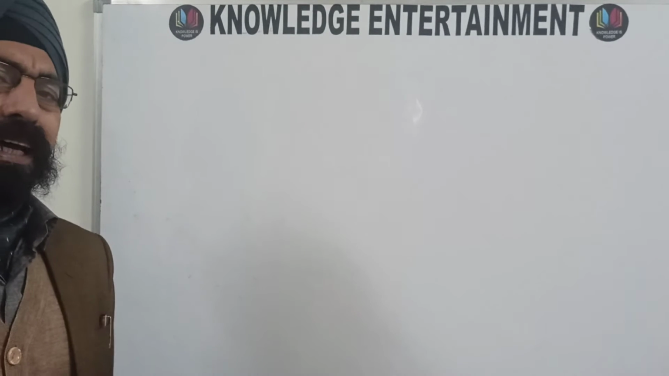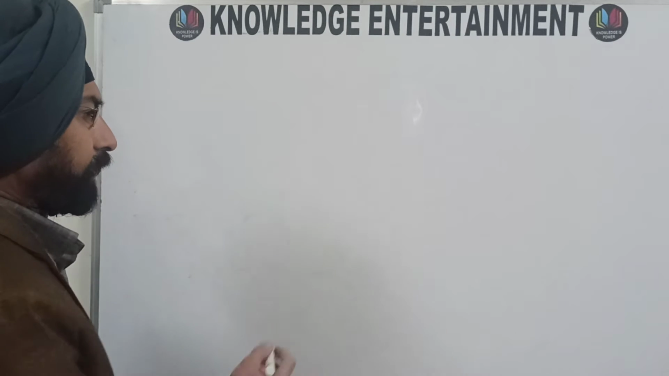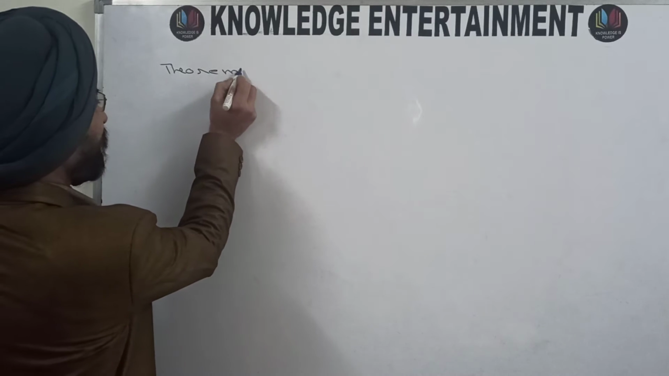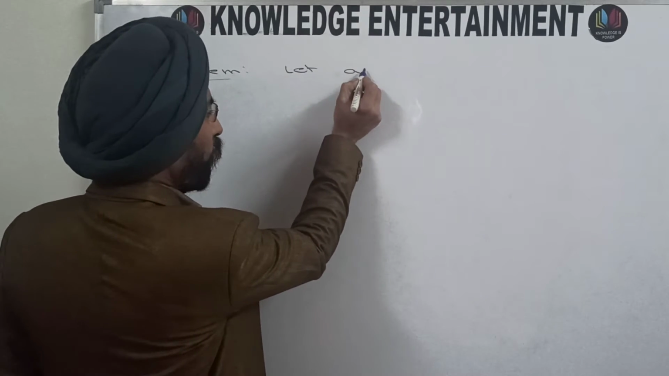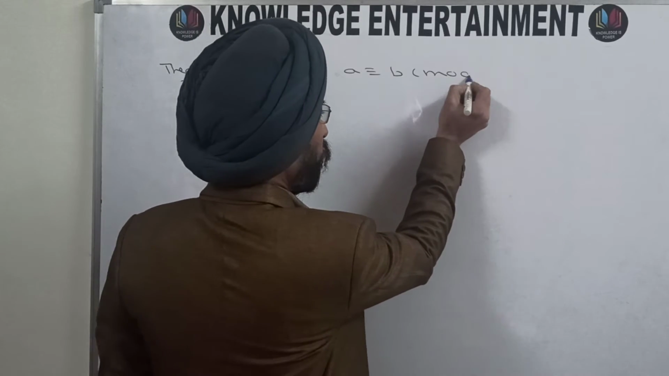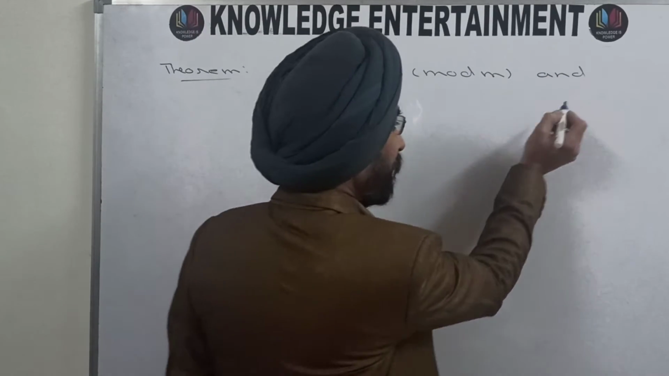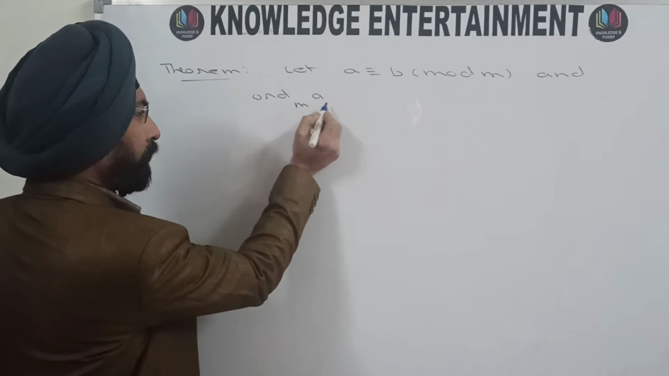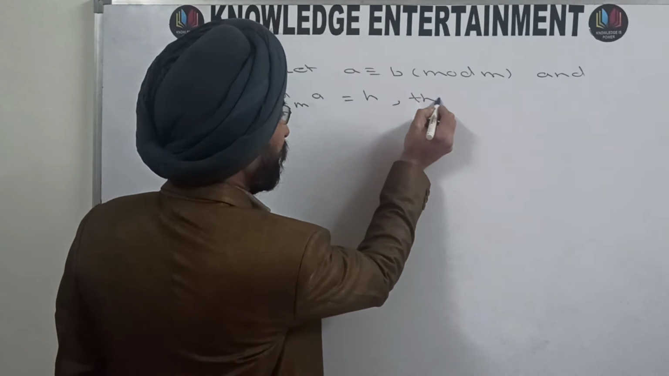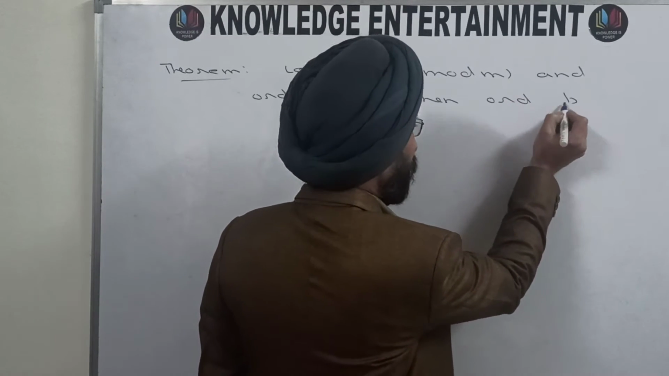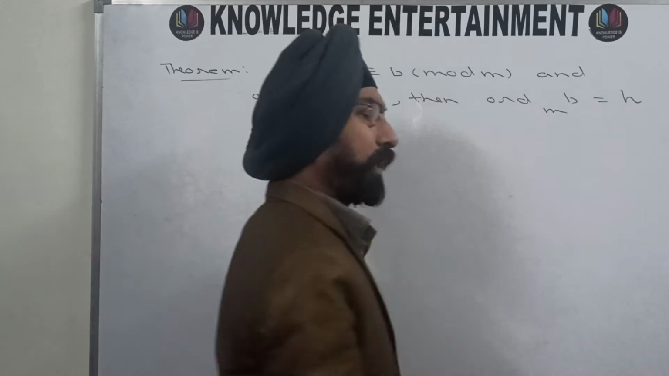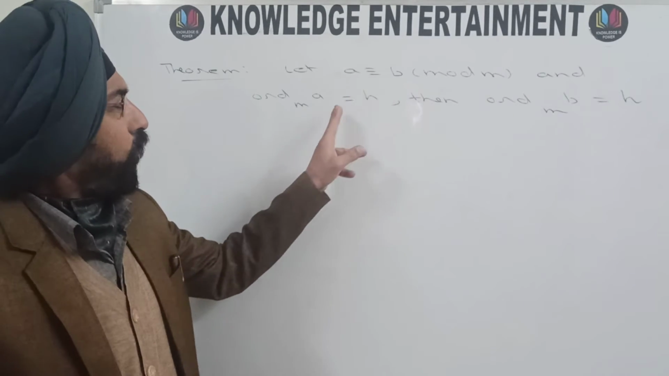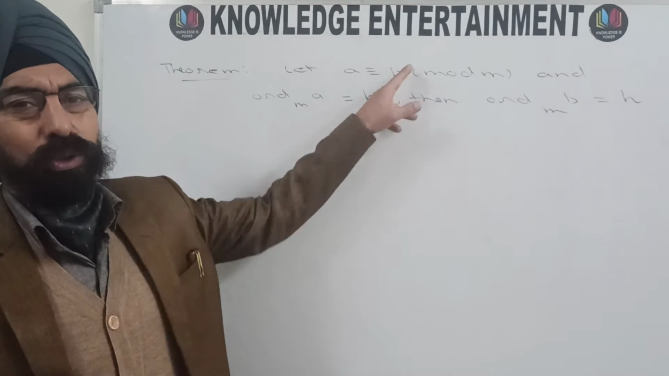You can say order of element or you can say exponent. So another theorem: let a be congruent to b modulo m, and order of the element a modulo m is h, then order of the element b modulo m will also be equal to h. So what we are given is that a is congruent to b modulo m and order of a modulo m is h. These two things are given to us.